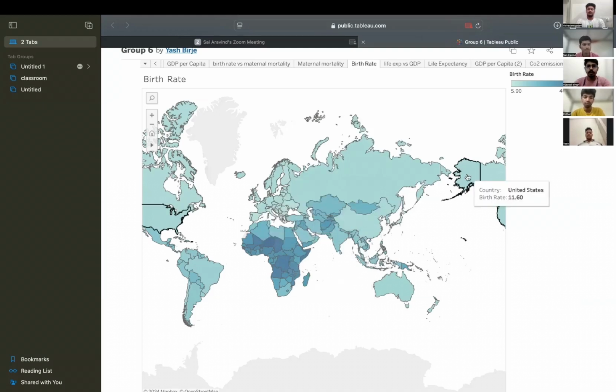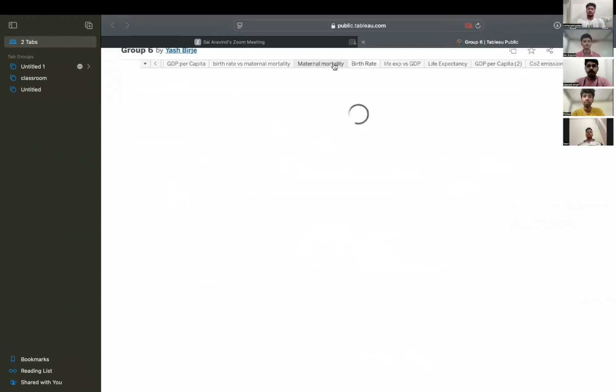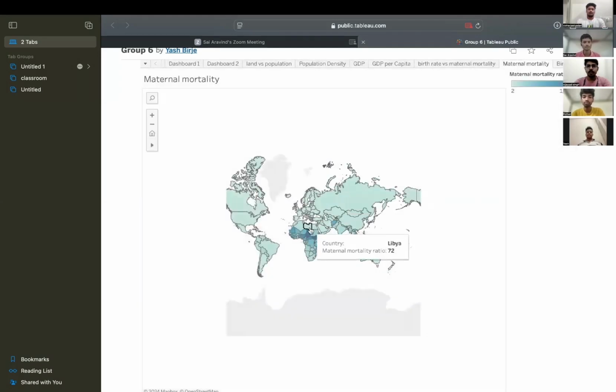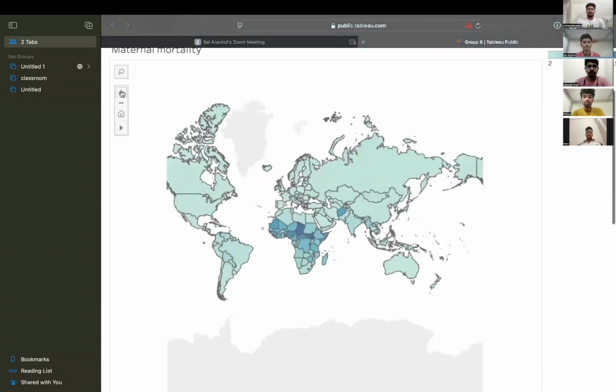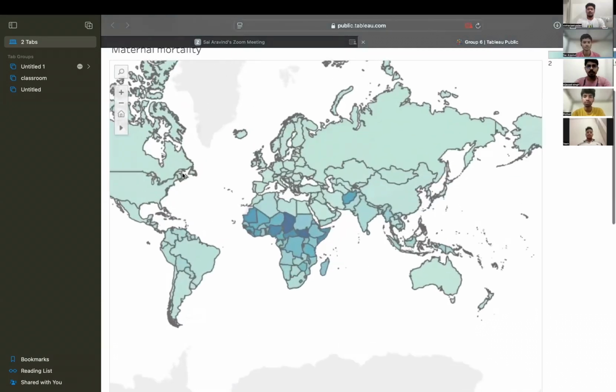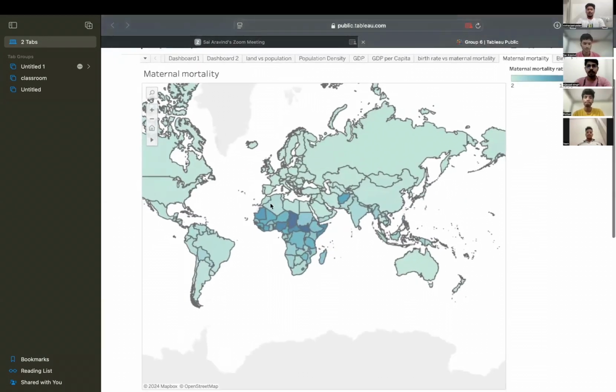Now let's come to maternal mortality. It is equal to the number of women who die from pregnancy-related causes per 1 lakh live births. High maternal mortality is common in low-income countries. For example, as we see in the diagram, Sub-Saharan Africa and South Asia, caused by poor healthcare infrastructure, lack of skilled birth attendants, and poor nutrition. Now let's come to the birth rate versus maternal mortality.